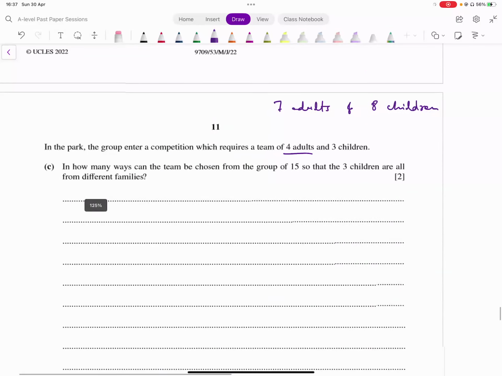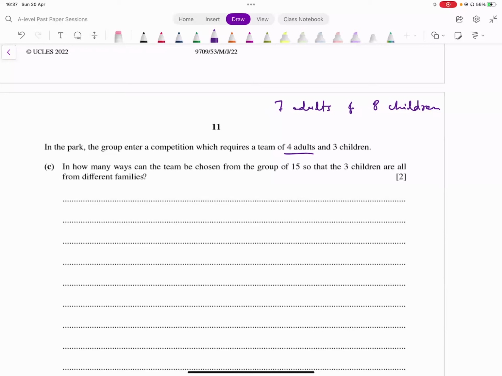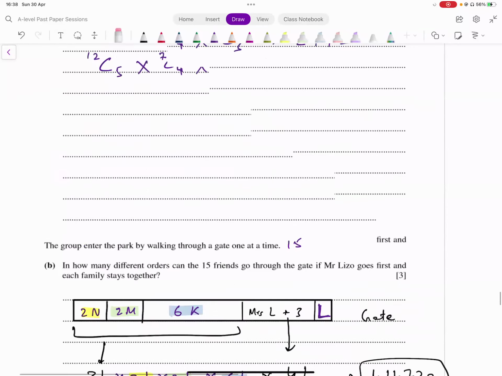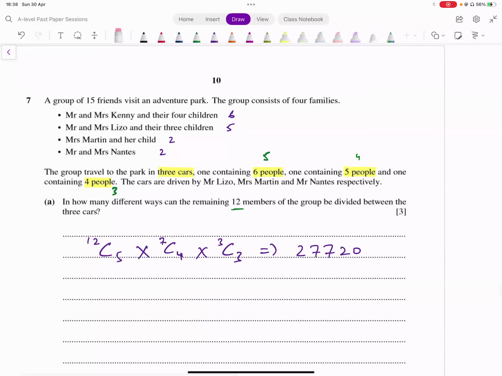Now, out of 15, we have to choose this team. 7 adults में से कितने adults choose करने हैं? 4 adults. तो उनमें तो कोई condition नहीं है. That's just 7C4. Adults के लिए there is no condition, right? So adults can be chosen in 7C4 ways. That's straightforward. Okay. लेकिन जो children हैं, उनका क्या है? They have to be chosen all from different families. अब देखते हैं children कौन सी families में आ रहे हैं.